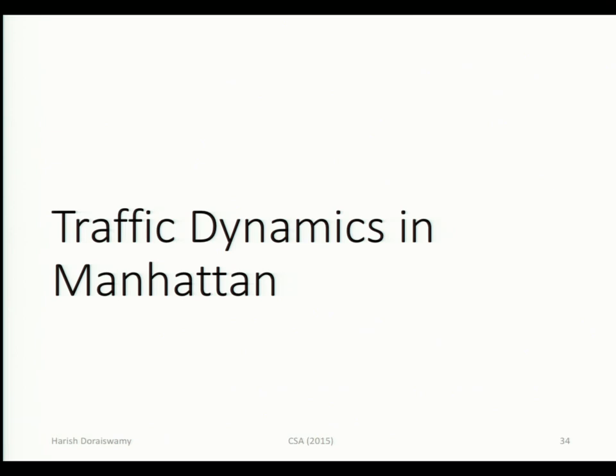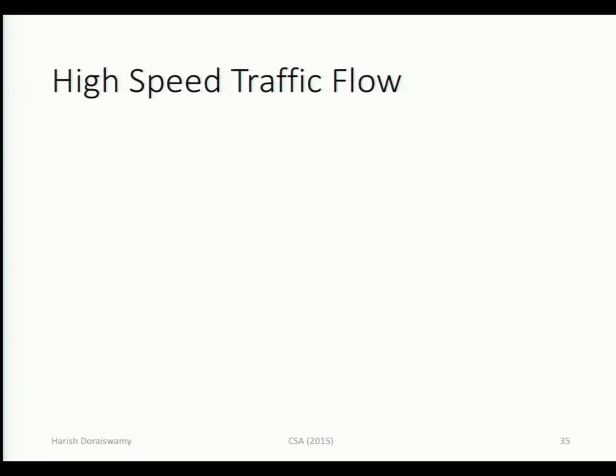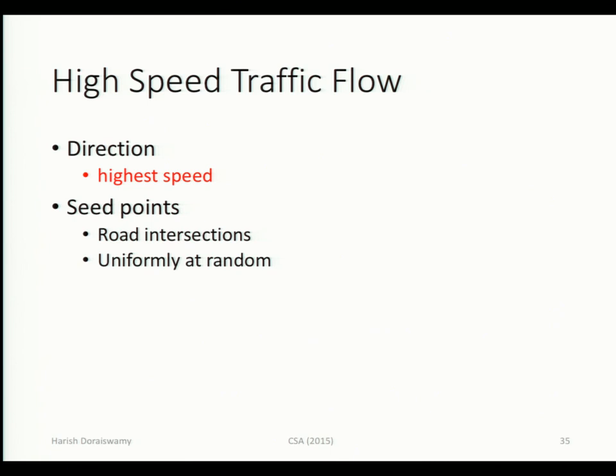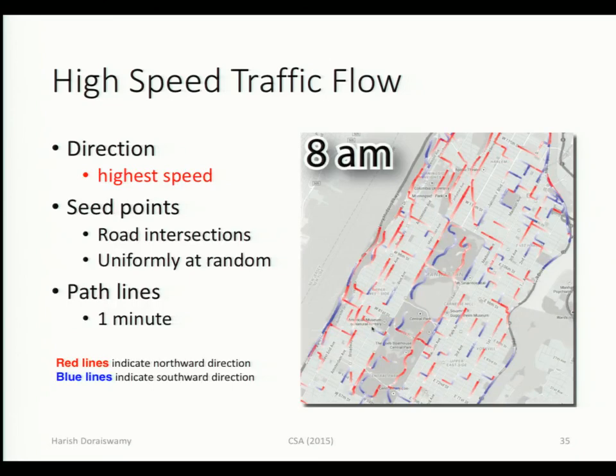I'll give a couple of simple examples as to how informative the visualizations can be. So let's first look at free-flowing traffic. Therefore, we choose direction of high speed, and we uniformly sample points at road intersections, and we compute short path lines. We just compute path lines for a 1 minute period. And this is what you get.